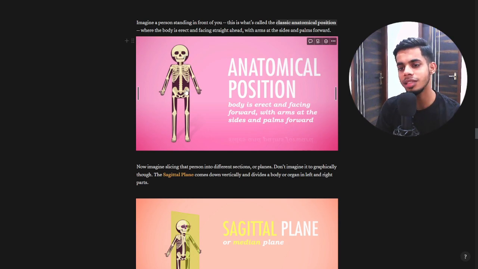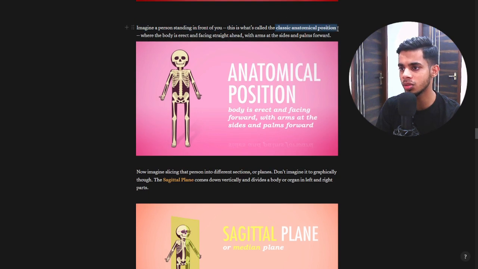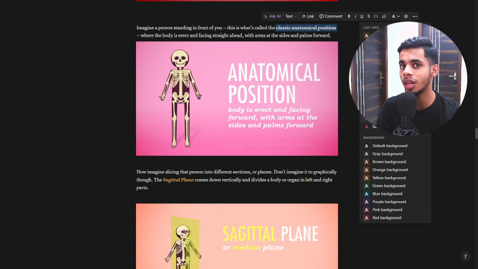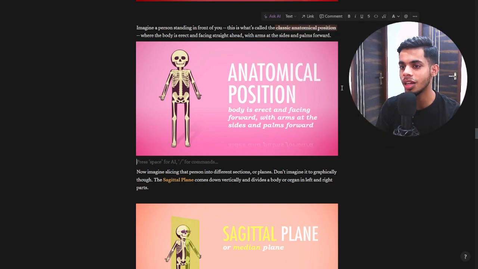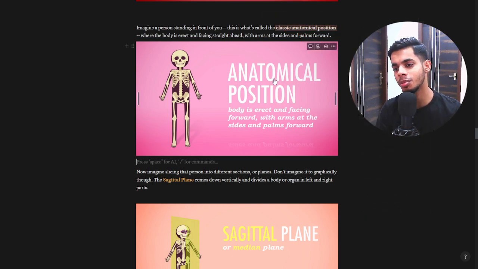Now this is a classic example of the anatomical position. So I will highlight it here. It is the classic anatomical position, so basically whenever you are meeting a doctor or anyone, they make you lie down on a stretcher or things like that, right? Now why exactly do they do this? So that your body is in the classic anatomical position. Your body is straight, erect, facing right ahead, and your palms stretched out towards the outer side.